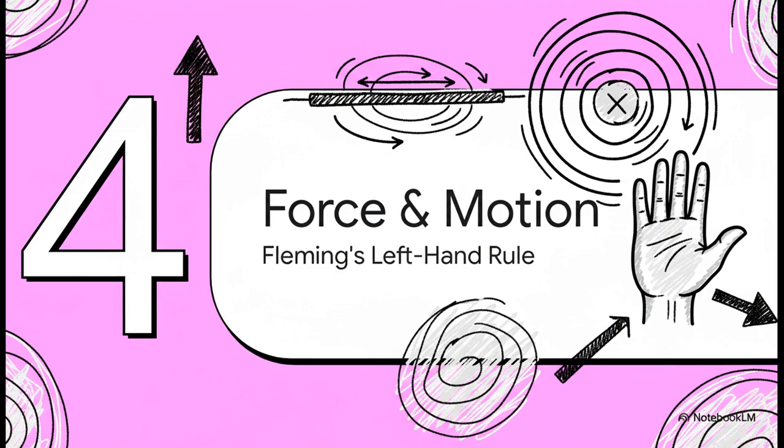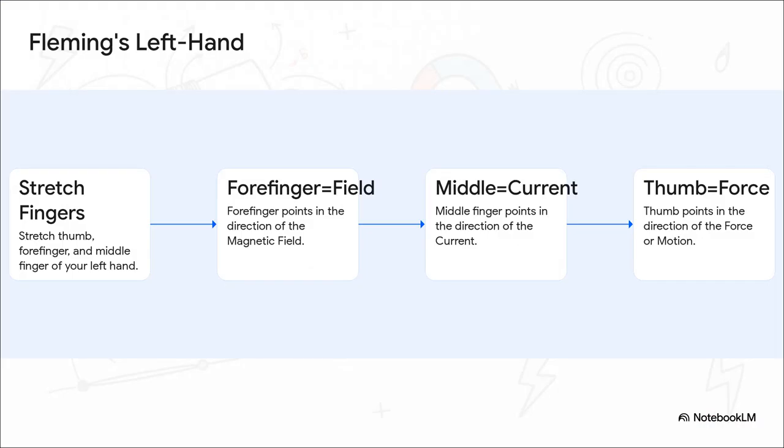All right, let's take this one step further. We know a current creates its own magnetic field. But what happens if you take a current-carrying wire and place it inside another external magnetic field? Something very interesting happens. The wire experiences a force. It gets pushed. Now, to find the direction of this push or force, we need a different rule. And this new rule is Fleming's left-hand rule.